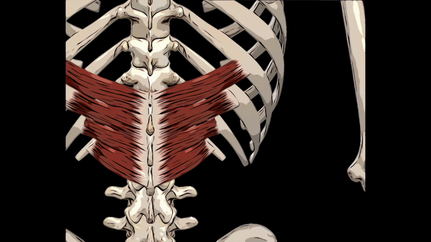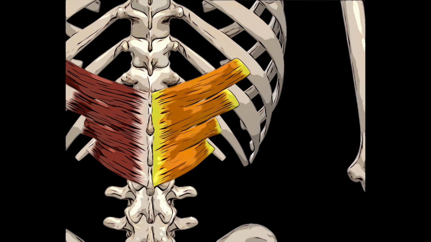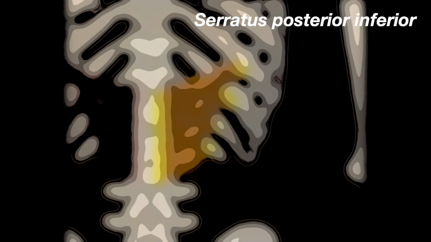The serratus posterior inferior muscle is located posterior or superficial to the erector spinae muscles and anterior or deep to the latissimus dorsi muscle. The serratus posterior inferior muscle depresses the ribs at their costovertebral joints during forced expiration.